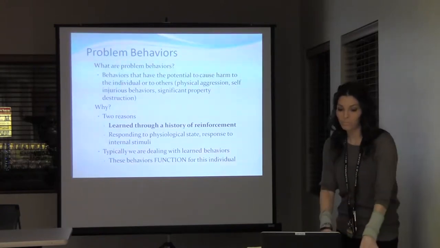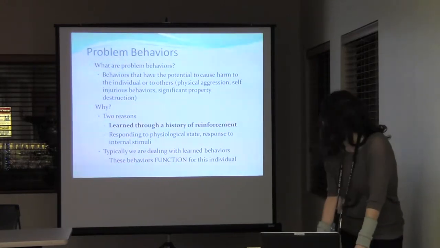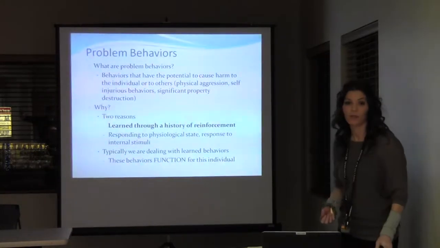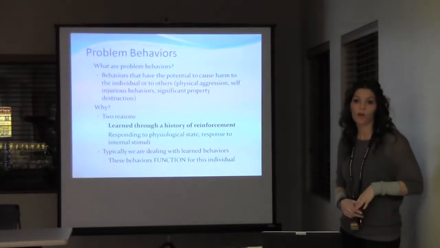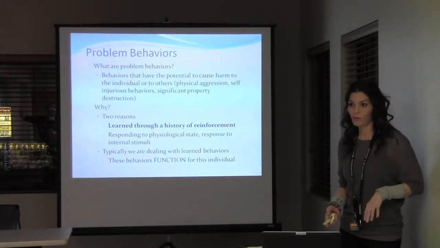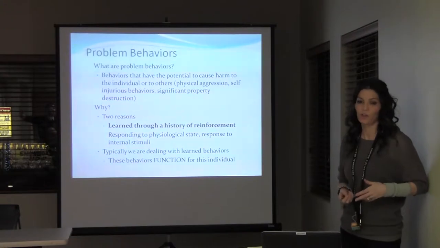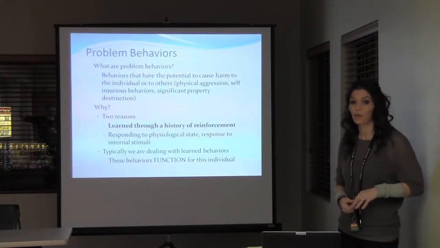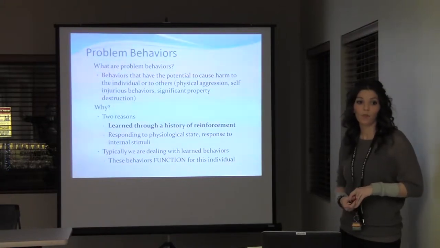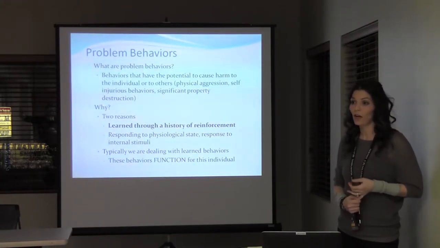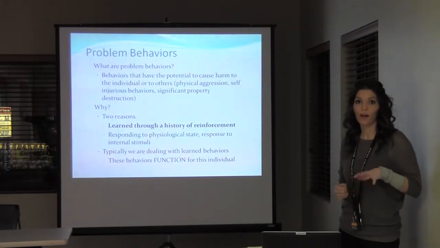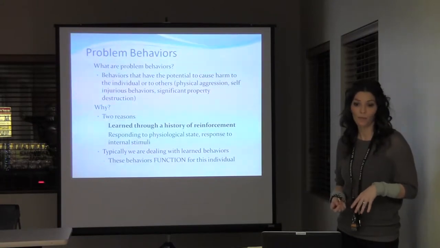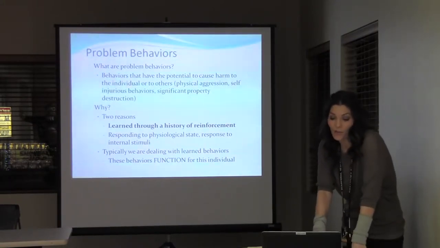Okay, so we're talking about behaviors that are learned through a history of reinforcement. So basically what this means is that these behaviors are functioning for that child in some way. I think probably everyone understands that the intention isn't usually to hurt somebody or to hurt themselves, but they have learned these behaviors because they've been effective for them in some way. So they either result in a preferable outcome for the child, or they provide a way for them to effectively manipulate their environment when they don't have alternative ways to do that. So we're going to talk a little bit about the 5 functions of behavior.